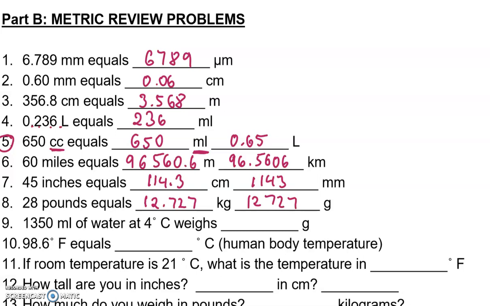On 9, this is also an important thing to know. When water is at its highest density, which it is at 4 degrees Celsius, then its density is exactly 1 gram per milliliter.